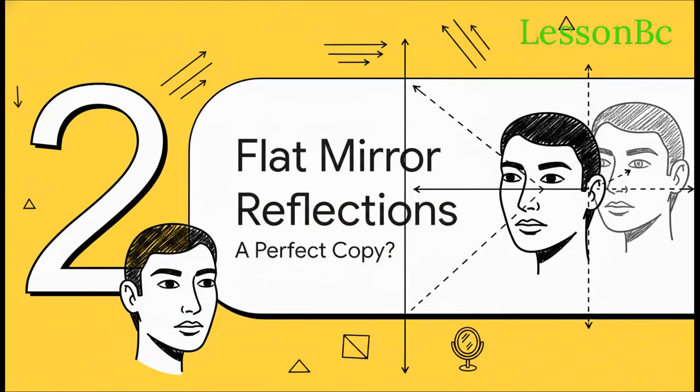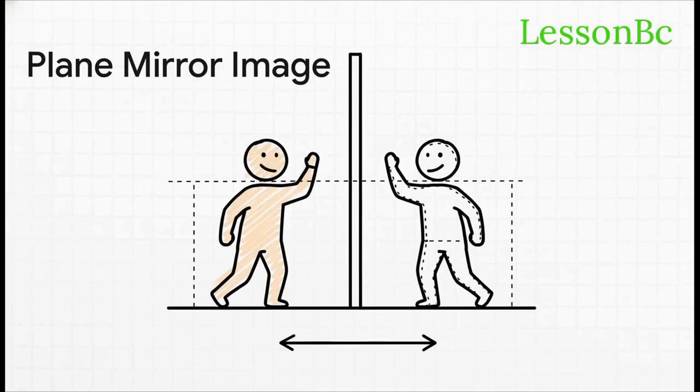Now let's see how they work with the most common mirror out there, a regular flat or plane mirror. We all use one every day, but what's really going on behind the glass to create that image we see? Well, the image you see in a flat mirror has 5 key things going on. First, it's virtual. That just means the light rays only look like they're coming from behind the mirror. You can't, say, put a piece of paper back there and see the image on it.